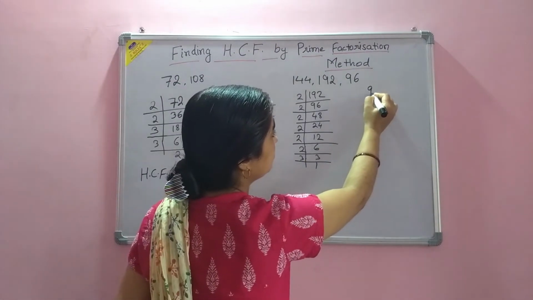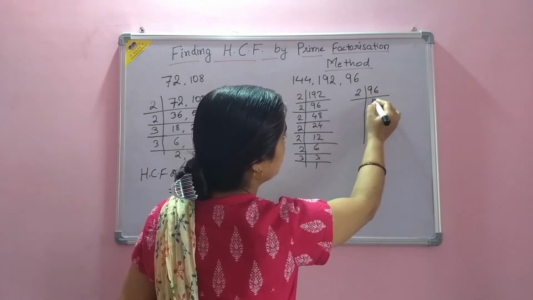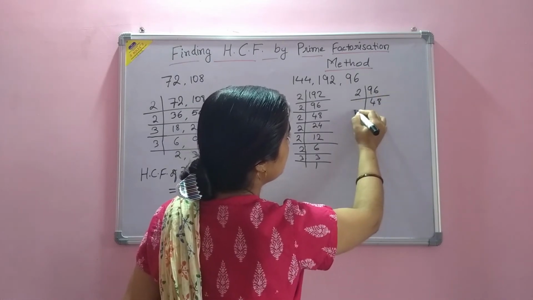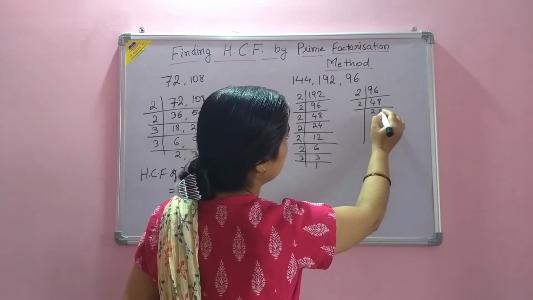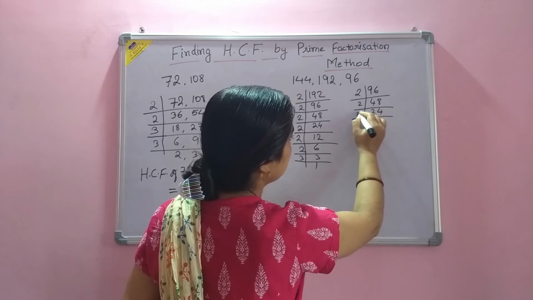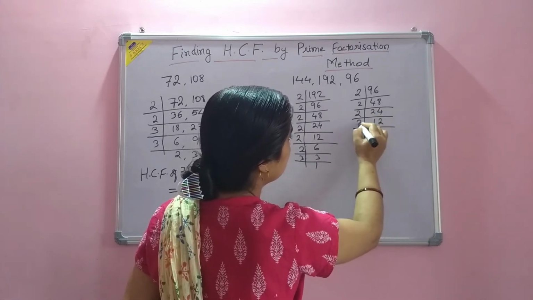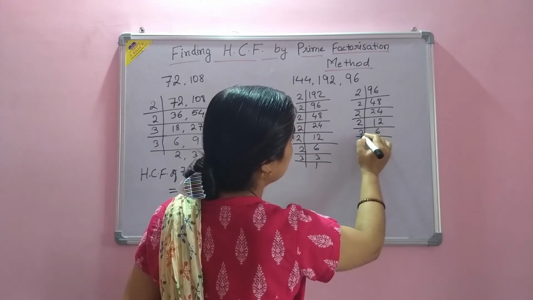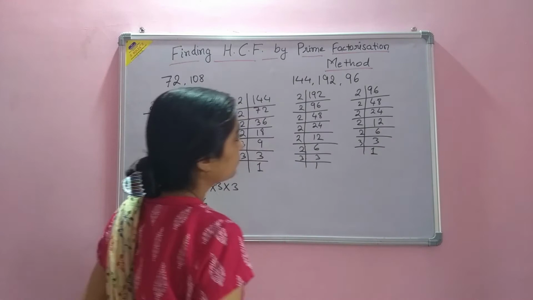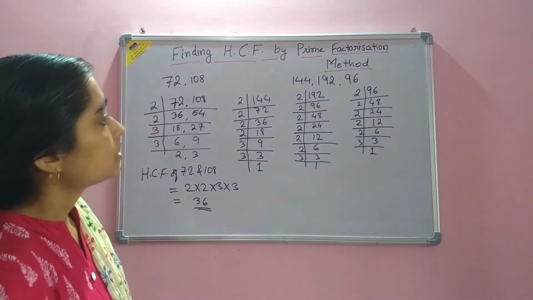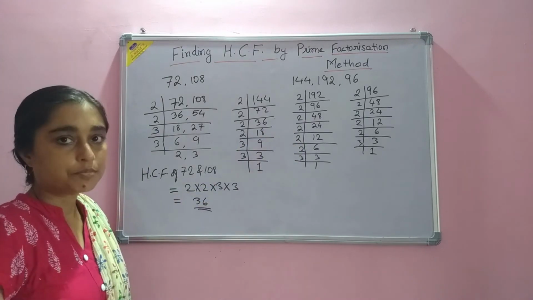Now 96. 2 4s are 8, 2 8s are 16, 2 2s are 4, 2 4s are 8, 2 1s are 2, 2 2s are 4, 2 6s are 12, 2 3s are 6, 3 1s are 3. Yes. So this is the prime factorization of all the three numbers.